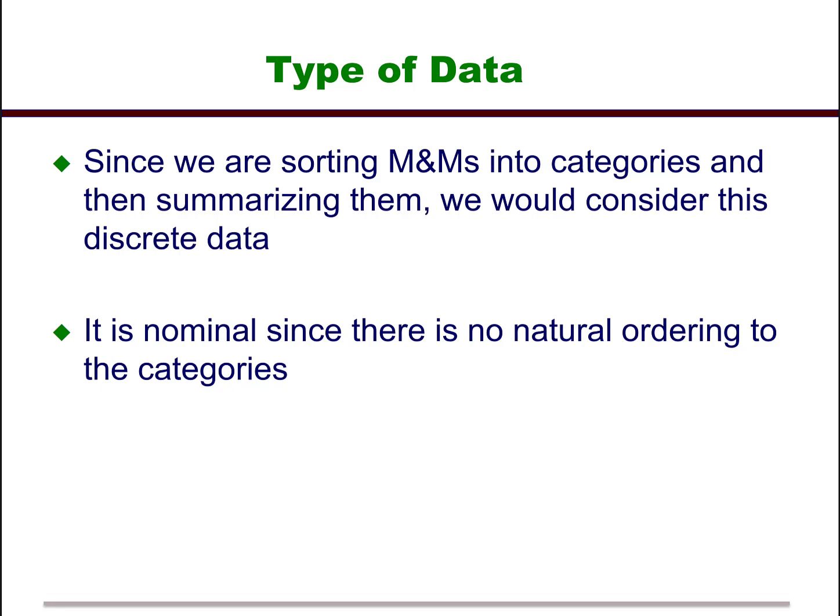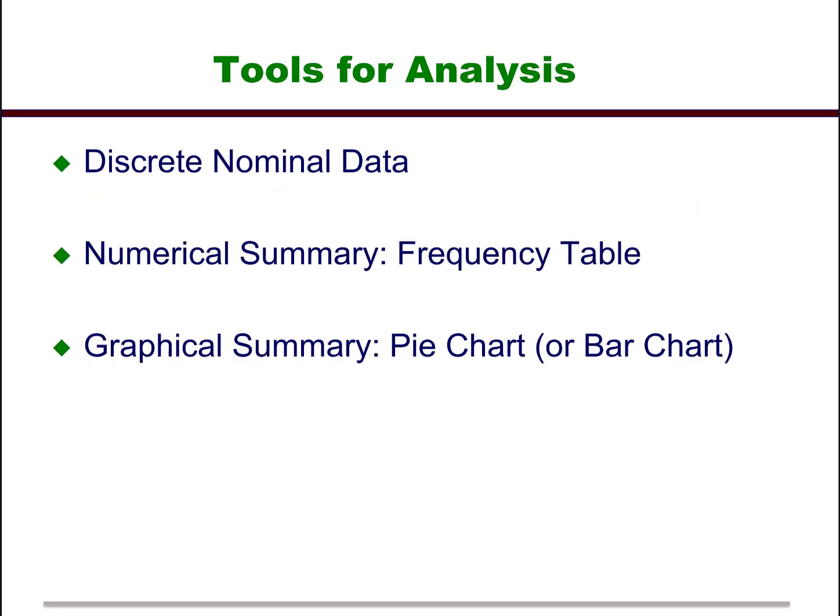Now let's think about what tools we would like to use to analyze. Since our data is of the discrete nominal form, we will use the frequency table as our numerical summary and the pie chart or bar graph, whichever you prefer, as our graphical summary. Let's look at the numerical summary.